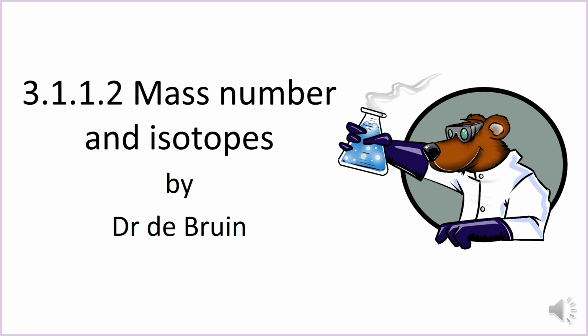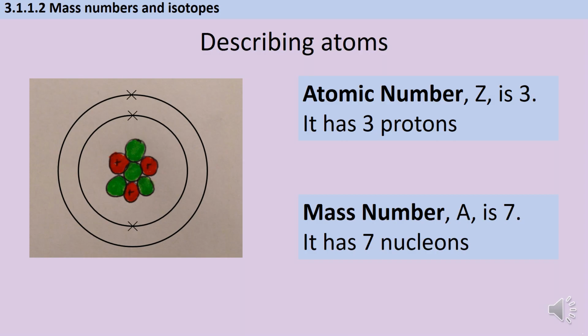This is a video looking at the A-level chemistry topic of mass number and how it relates to isotopes and relative atomic mass. Let's start with two terms that should be familiar. Atomic number, or you might call it proton number, is the number of protons in an atom.